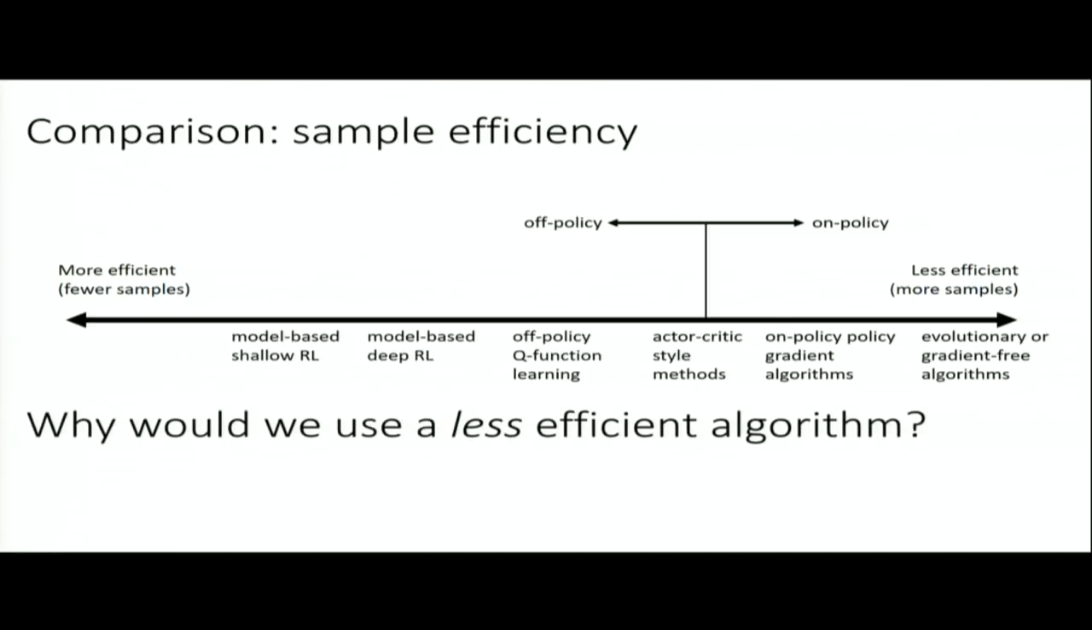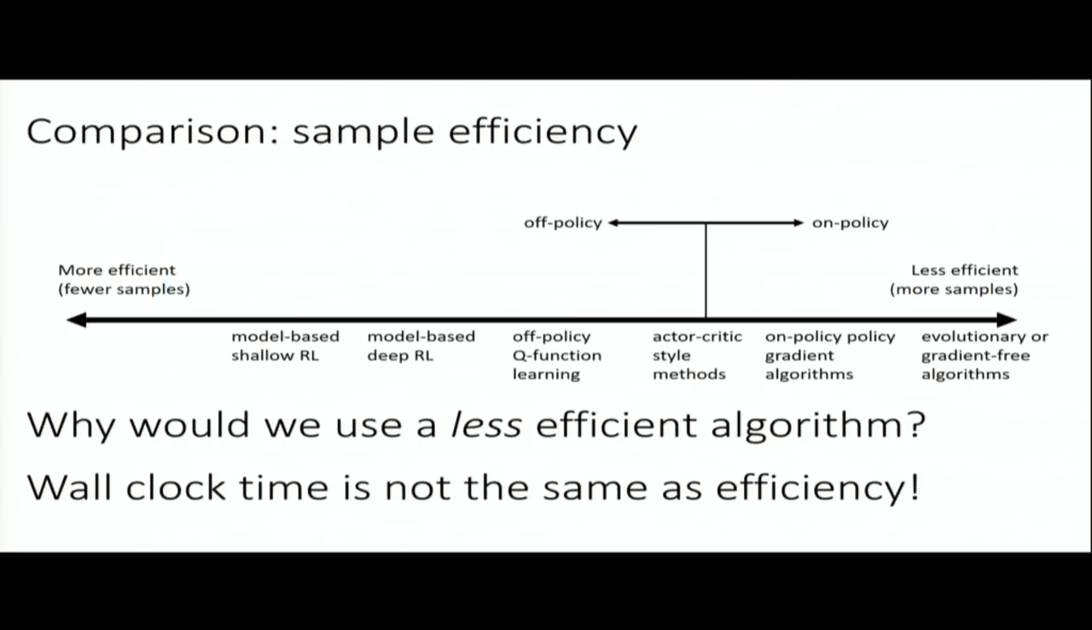So then one might ask, why would we use a less efficient algorithm? Why do we even need all this stuff over here? There are a few answers to that that have to do with all the other trade-offs. But one of the things that's perhaps most relevant for this slide is that wall clock time is not the same as efficiency. Efficiency matters if you don't want to generate very many samples, but that's not always your constraint. If you have a really fast simulator, maybe you don't care about this at all. What you really care about is maybe the total wall clock time: how long does it take you to optimize your policy, which includes simulation time and neural network optimization time.